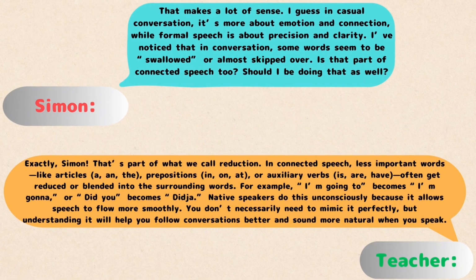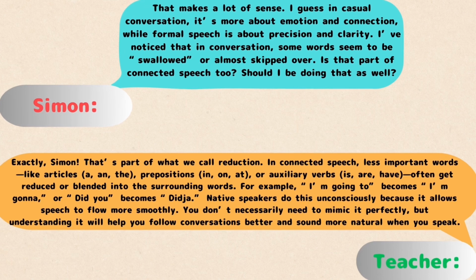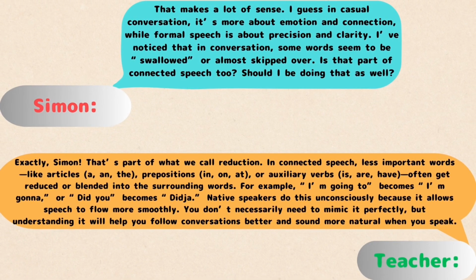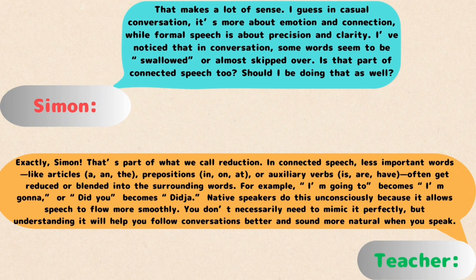That makes a lot of sense. I guess in casual conversation, it's more about emotion and connection, while formal speech is about precision and clarity. I've noticed that in conversation, some words seem to be swallowed or almost skipped over. Is that part of connected speech too? Should I be doing that as well?